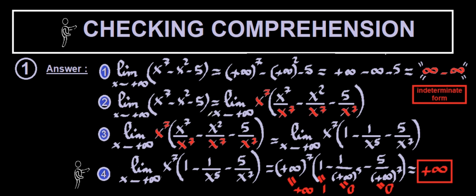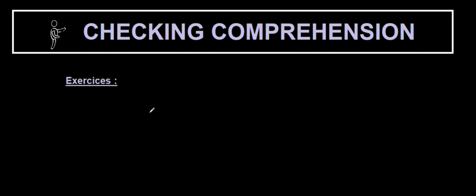Step number 4. The indeterminate form was lifted, and we substitute the positive infinity in this expression to get positive infinity, because these two terms go to 0 as x approaches infinity, and positive infinity times 1 is equal to positive infinity. Exercise number 2. Are you ready? 3, 2, 1.